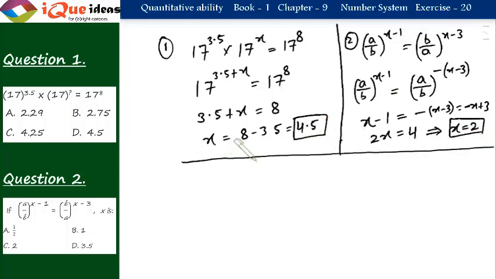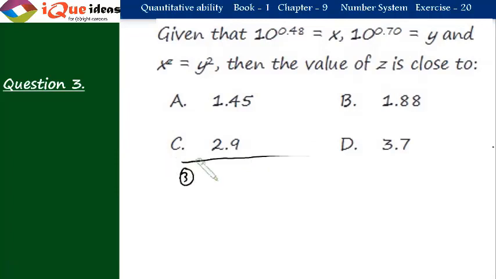Now let's see question number 3. Given that 10 raised to the power 0.48 is equal to x, 10 raised to the power 0.70 is equal to y, and it is given that x raised to the power z is equal to y raised to the power 2. Be very careful, x raised to the power z is equal to y raised to the power 2. We have to find the value of z.